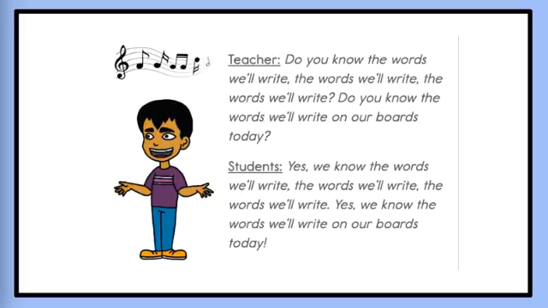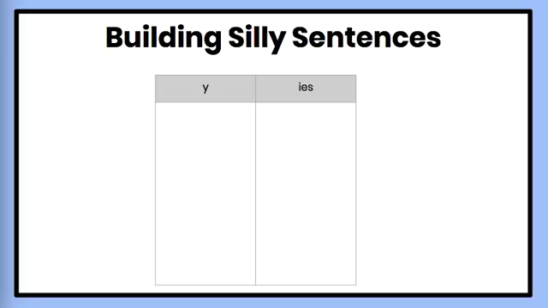Thanks for singing along. So today, we will use the words we know to make a silly sentence. We will use the words that end in Y or IES. Let's think of words that we can use. Who can remind us the two sounds Y makes at the end of a word? E at the end of a two-syllable word, A at the end of a one-syllable word.